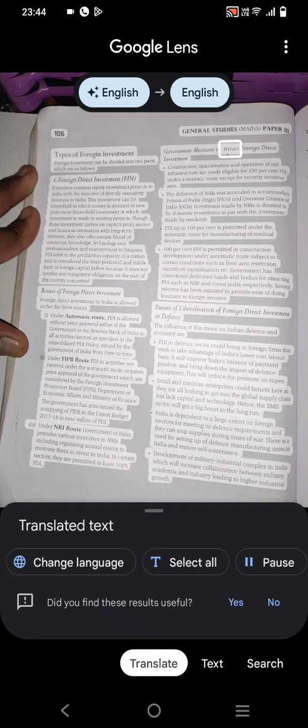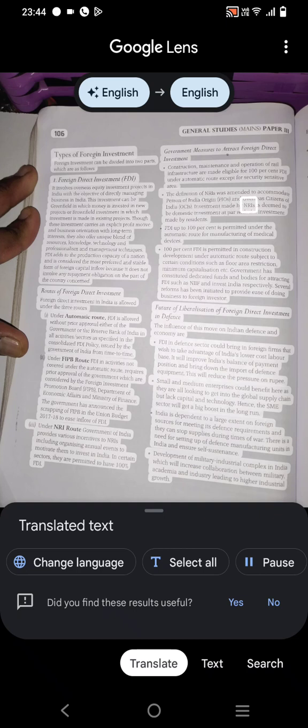Government measures to attract foreign direct investment. Construction, maintenance and operation of rail infrastructure are made eligible for 100% FDI under automatic route except for security sensitive area. The definition of NRIs was amended to accommodate persons of Indian origin, PIOs, and overseas citizens of India, OCIs.